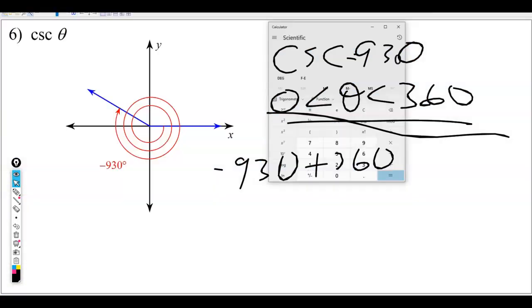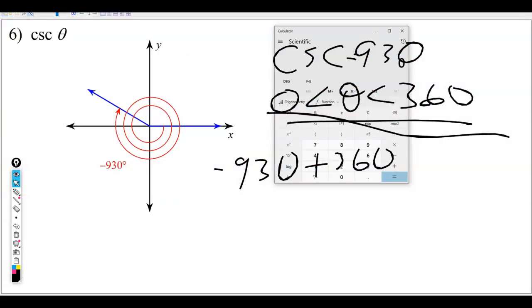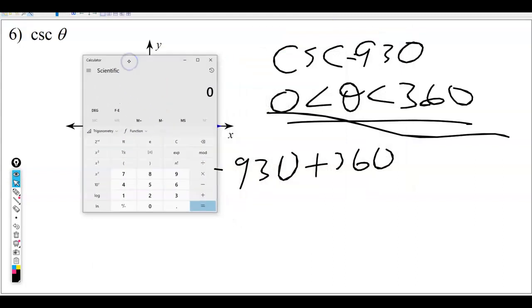So let me bring up my calculator. All right, so we have negative 930, right? I'm going to add 360 to that. That gives me negative 570. I'm going to add 360 again. That gives me negative 210. I'm going to add 360 again. And now finally I have a positive angle of 150 degrees.